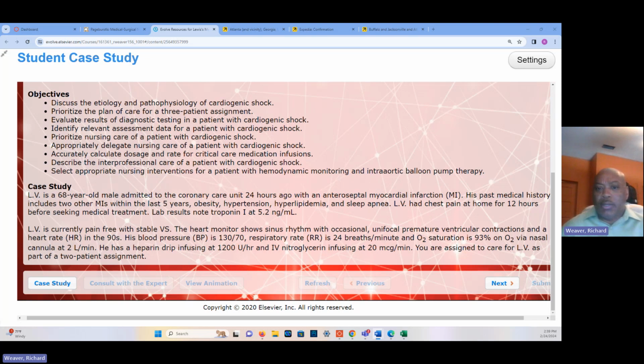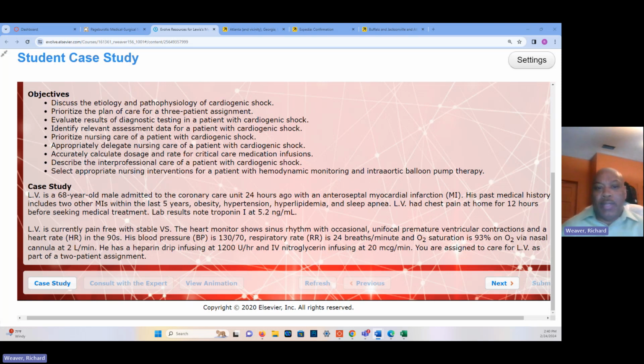All right. Further on, it talks about his blood pressure is 130/70. The respiratory rate is 24 breaths per minute. The oxygen saturation is at 93% on O2 via nasal cannula at 2 liters per minute. He has a heparin drip infusing at 12 units per hour and IV nitroglycerin infusing at 20 mics per minute. You are assigned to care for this patient as part of a two-patient assignment. Now, this last part is important because you have to learn who to provide care for according to priority, right? So we'll talk about that anyway, right?